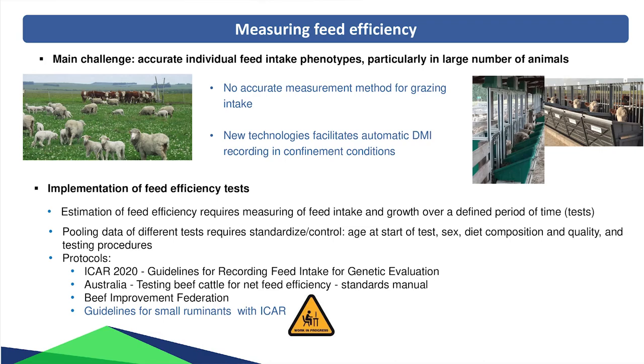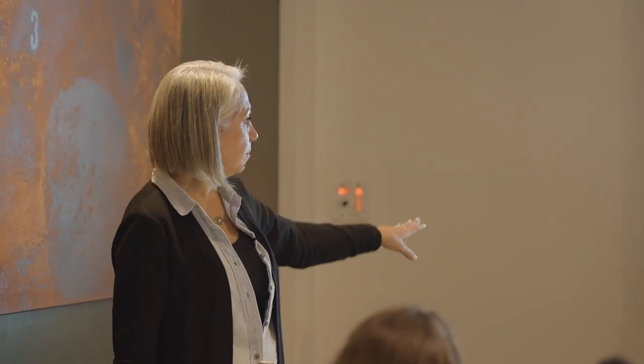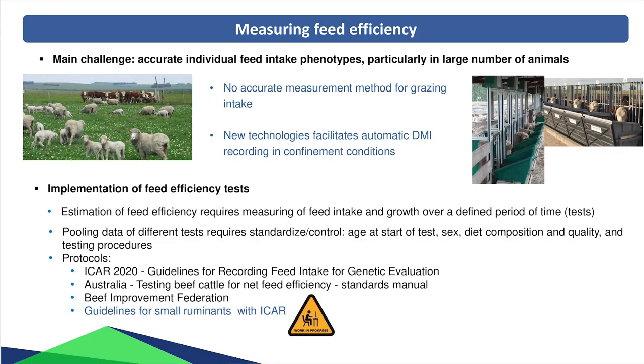Because of the relevance of these protocols that you have to define, protocols have been organized internationally to define exactly those factors, to be able to include information within genetic evaluations. One is ICAR. Australia was the first country that started measuring residual feed intake in cattle, in the 90s. Another protocol is from the Beef Improvement Federation in America, which regulates other international genetic evaluations and also has protocols for feed efficiency. And the SMARTER project and Grass to Grass are working with ICAR on guidelines for the feed efficiency test in sheep.